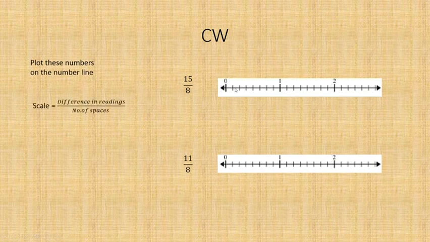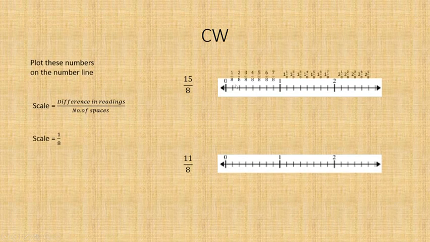Okay, so first thing, I have to get the scale, difference in readings over the number of spaces. So the difference in readings here is 1 minus 0 equals 1. And how many spaces do we have here? It's 1, 2, 3, 4, 5, 6, 7, and 8. So it's 1 over 8. The scale is 1 over 8. And so I write it down as 1 over 8, 2 over 8, 3 over 8, and so on. And if you focus a little bit, you will find out that this is the same scale. So I will just write it down here to save my solving time.